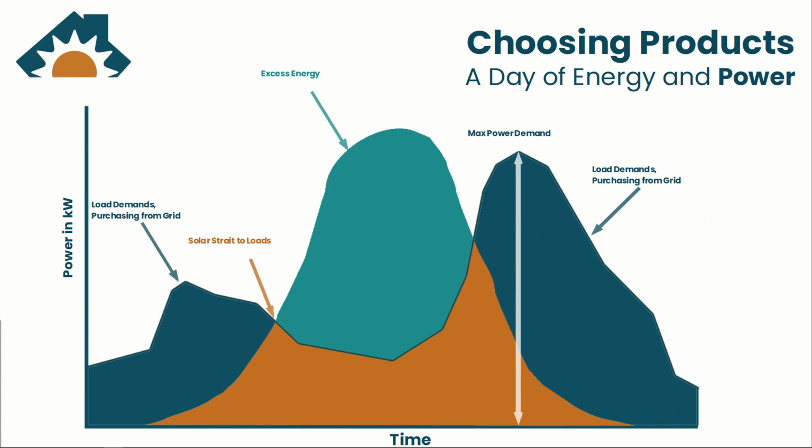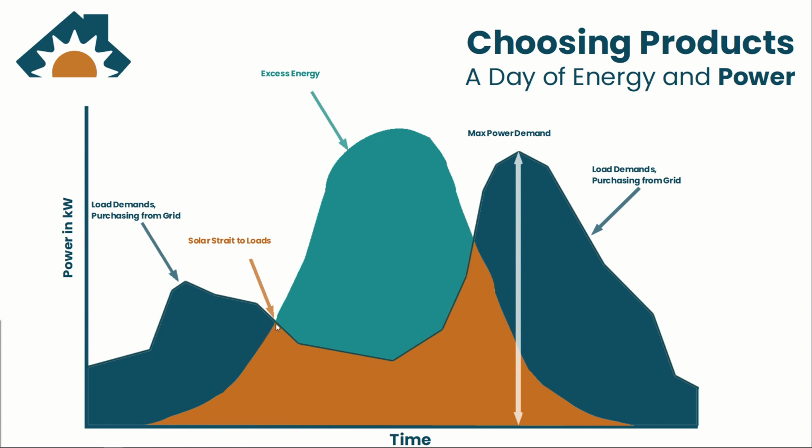Here is an example of a day of energy with solar. The dark profile here is the load profile, okay? This is how many kilowatts you might use at any point during the day. So in the morning, you might be getting ready for work. You cook, the TV's on, the microwave, etc. That's like this area right here.